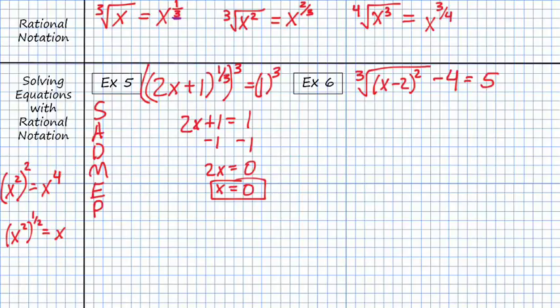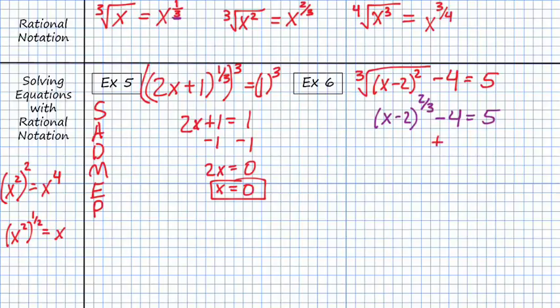All right, so let's see where it's a little bit more helpful to us. In example 6, first looking at it, I see 4 steps that we need to take to do this problem. We need to add 4 to both sides, and then cube both sides, and then square root both sides, and then we would have to add 2 to both sides again. So instead, let's go ahead and rewrite this with our new notation. Instead of writing this as the cube root of x minus 2 squared, we'll write this as x minus 2 to the 2/3 power minus 4 is equal to 5.